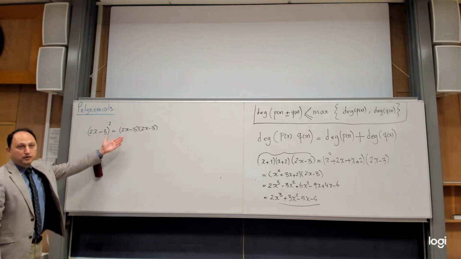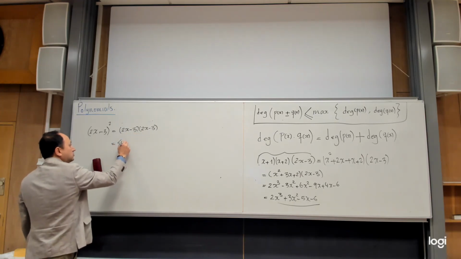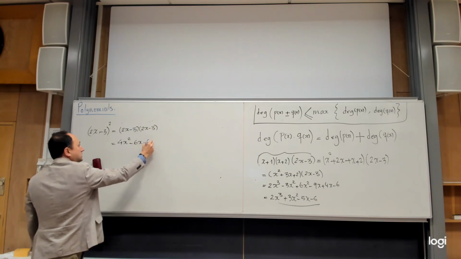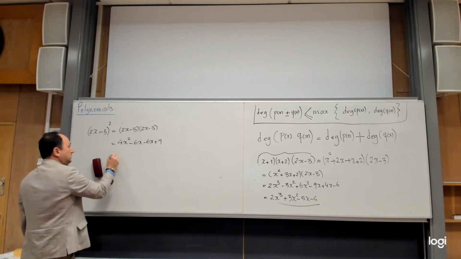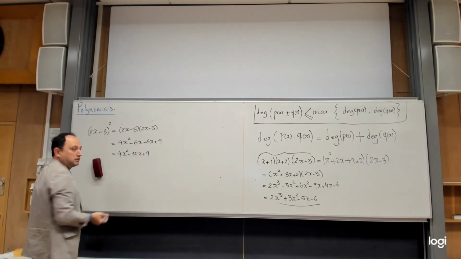So powers are not something new. It's just a product, the multiplication. So what happens: this one and that one is 4x squared, this one and that one is minus 6x, and then I have positive 9. And then it becomes 4x squared minus 12x plus 9. Yes?